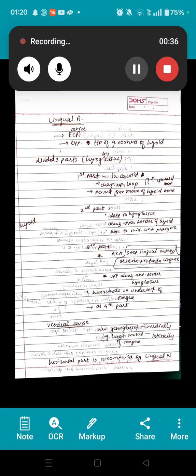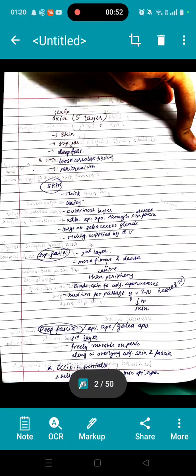In its vertical course, it lies between genioglossus medially and the inferior longitudinal muscle of the tongue laterally. The horizontal part is accompanied by the lingual nerve.